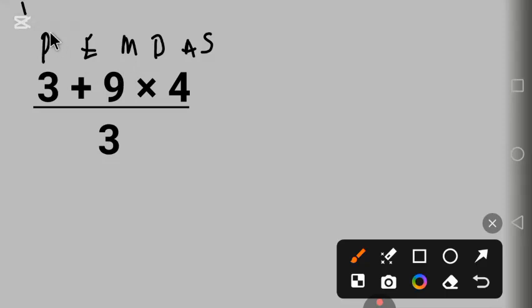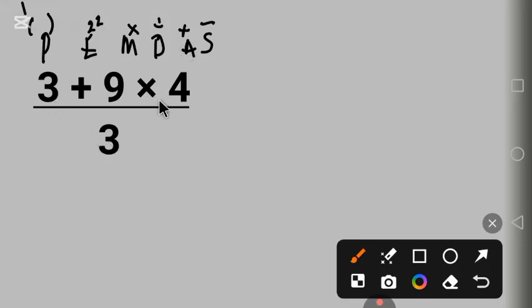Following this PEMDAS, P stands for parentheses, E stands for exponent, M stands for multiplication, D stands for division, A stands for addition, S stands for subtraction. When we look at this, you can see that the multiplication comes before the addition. So we are going to solve the multiplication first.